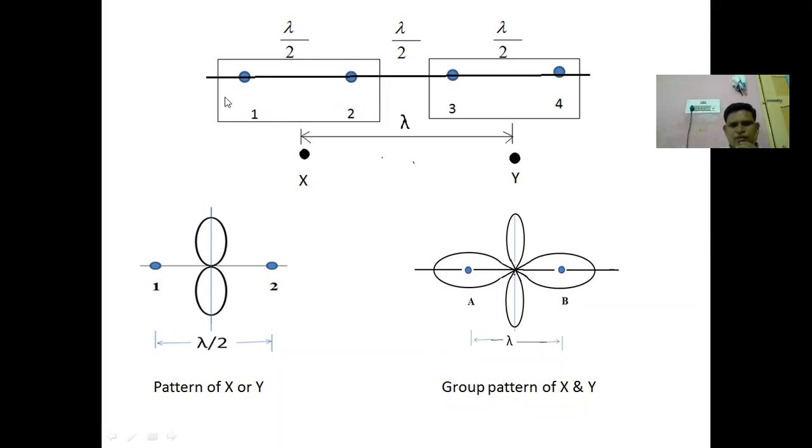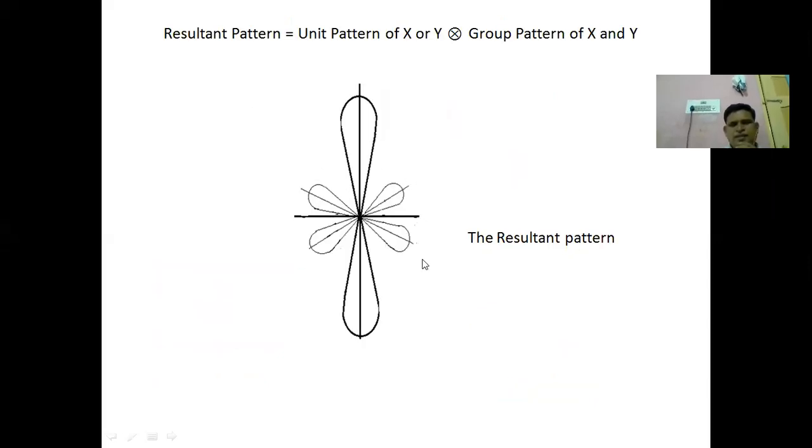Individual pattern means 1 and 2 is one group, 3 and 4 is another group. This individual radiation pattern is like this. Why? Because the distance of separation between these two antenna elements is lambda by 2. Here I have taken the broadside array as an example, that's why I have written like this. Now the individual radiation pattern of x or y is like this. The group pattern of x and y is this. Multiplying these two, we get the resultant radiation pattern.